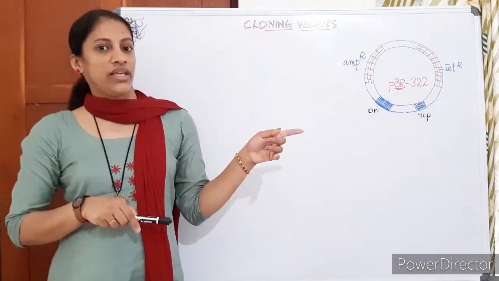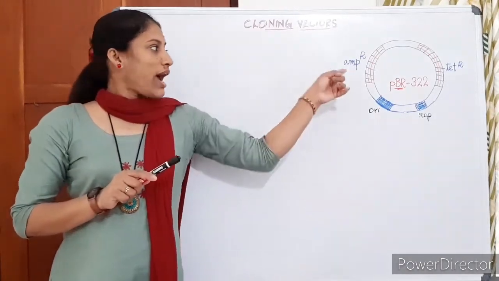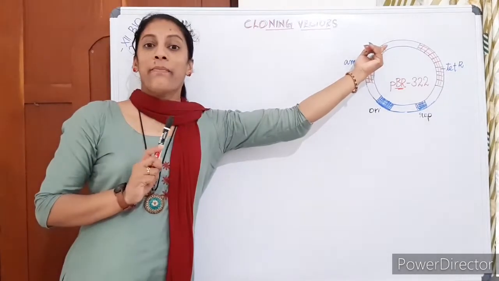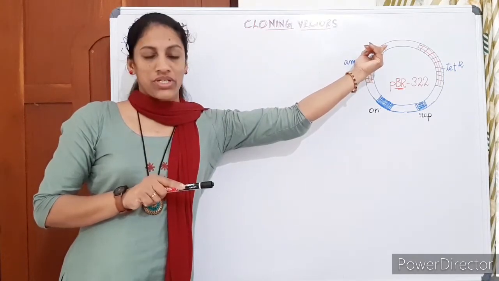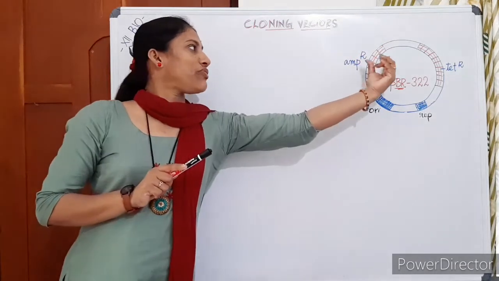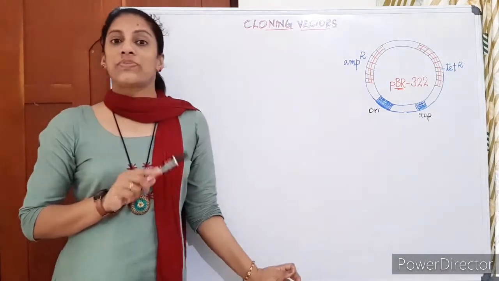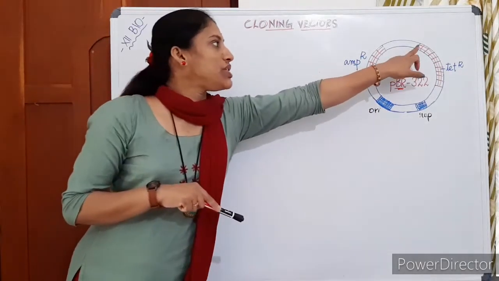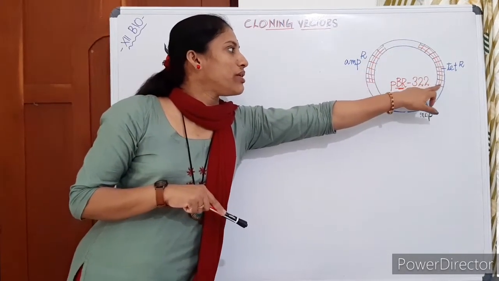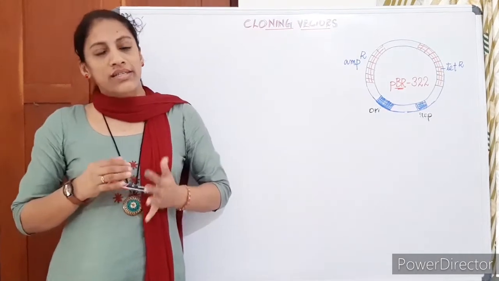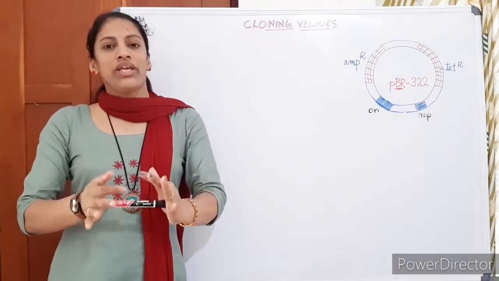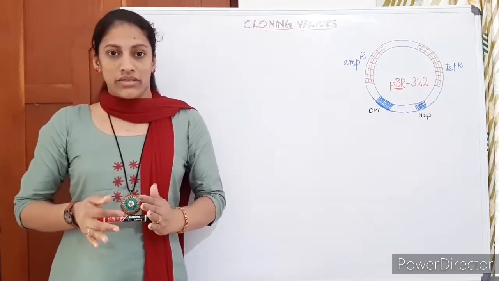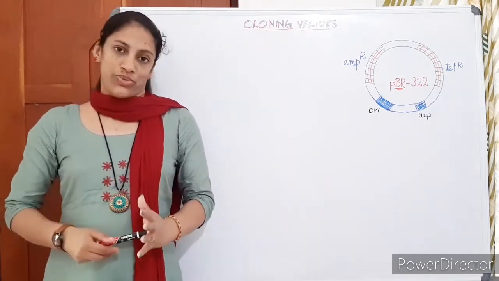And here you can see the two important regions, the ampicillin resistance region. This sequence provides ampicillin resistance to this particular plasmid. I mean, the region of the plasmid from here to here is responsible for providing ampicillin resistance. Similarly, the region of the plasmid from here to here is providing tetracycline resistance. Listen carefully here. These two regions are used as selectable markers in pBR322.